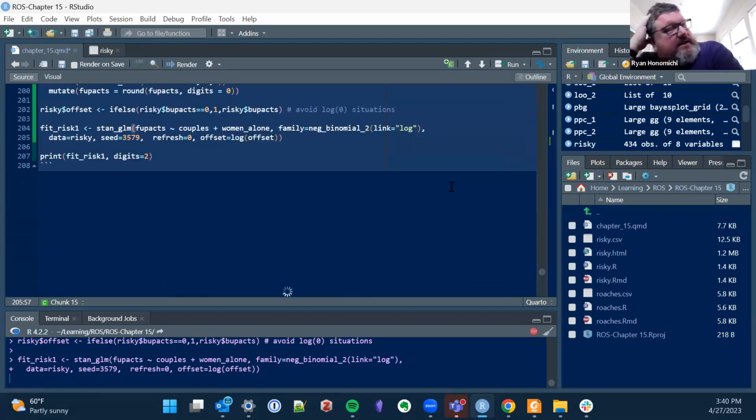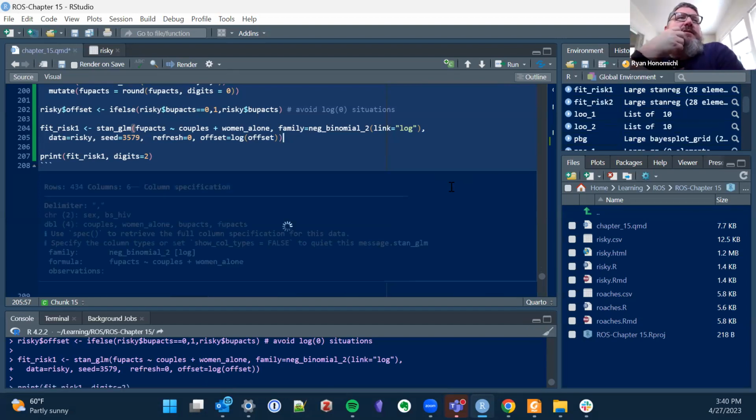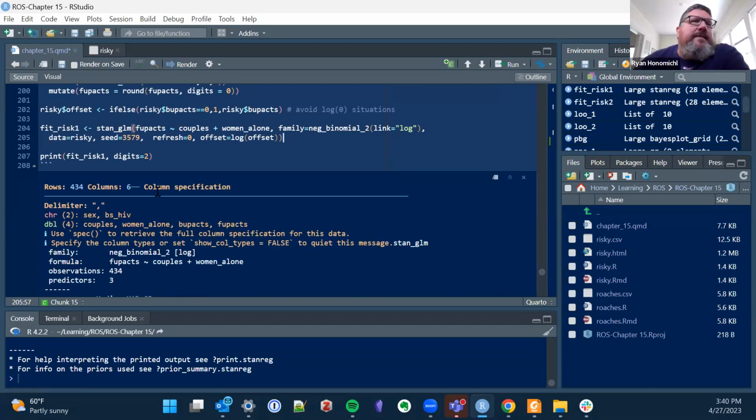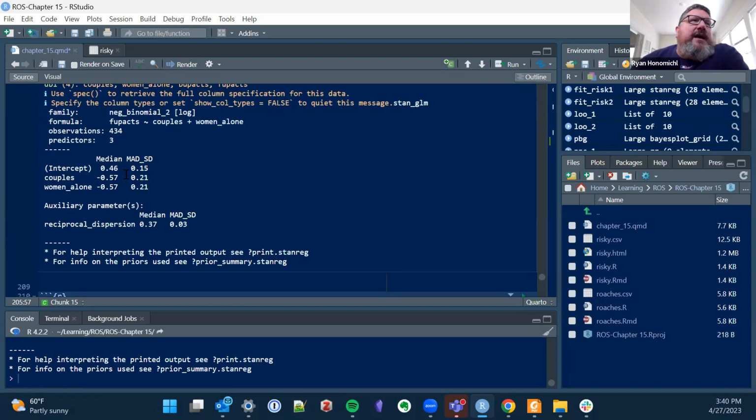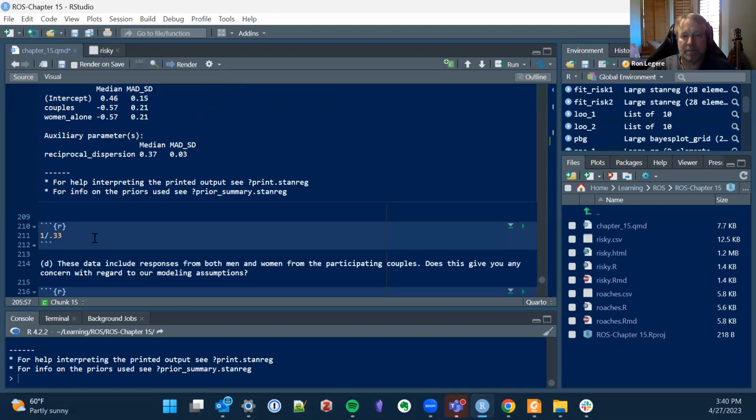Yeah, I didn't actually do anything to compare the two models, but yeah. Okay, so now we have negative. Oh, interesting. That erases the difference between the... Yeah, sort of interesting. And look at the reciprocal dispersion.